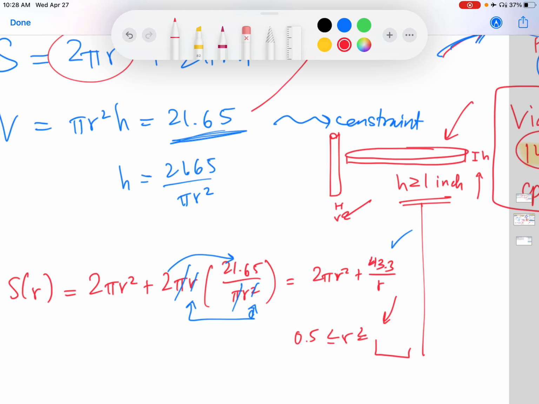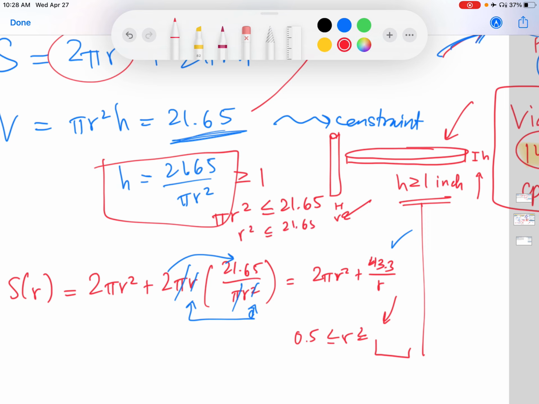Then what does that imply about the radius? Well, the height has to equal 21.65 divided by pi r squared. So if the height is bigger than or equal to 1 inch, then now we have an inequality, pi r squared less than or equal to 21.65, and we can solve for what the largest radius would be. R has to be less than or equal to the square root of 21.65 divided by pi. This is about something like 2.63 if you work it out. So let's be a little generous here, and let's say R should be no larger than 3.